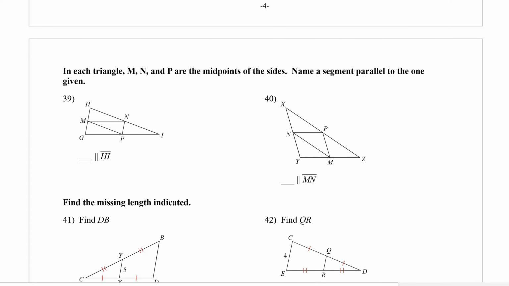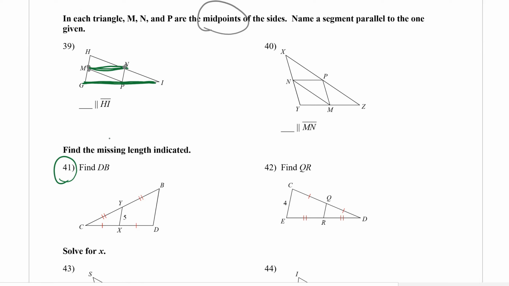Okay, the next concept is mid-segments. If it tells you you have a midpoint, then we know that this is a mid-segment. So remember that mid-segments are half as big and parallel to that other side of the triangle. So if I told you in problem 41 that DB is what I want to find, and I know that XY is 5, then DB is double that. It's 10.